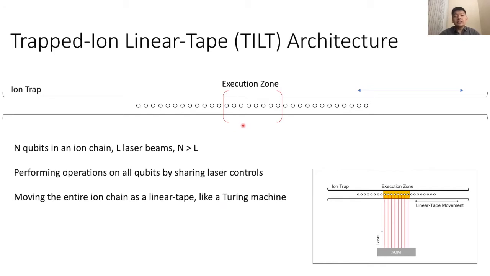So we use the laser heads to form an execution zone in the middle of the trap. But we can shuttle the entire linear chain together back and forth so that we can still operate on all the ions, even if we only have a few laser heads. So TILT architecture will act just like a Turing machine. The ion chain forms like a tape, and this tape moves back and forth during the execution.